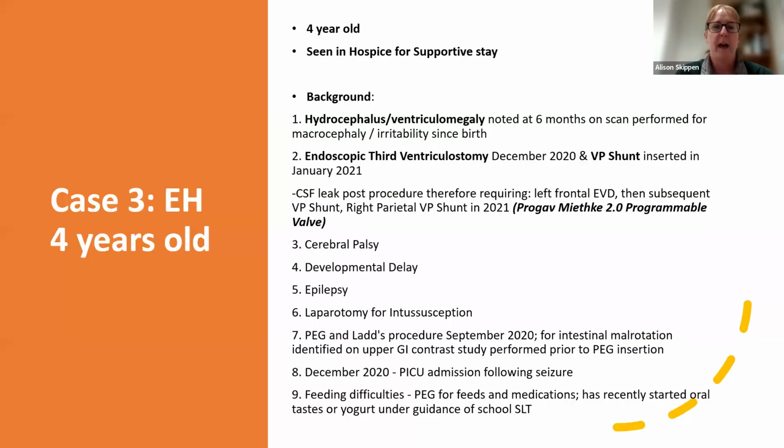Case three. So this was another interesting case. This is a 4-year-old child that I saw again in the hospice for a supportive care stay, with a background of hydrocephalus and ventriculomegaly, who'd actually been found at 6 months old on a scan that was performed because the child had been macrocephalic and irritable since birth. And then they'd found quite a significant ventriculomegaly on that.